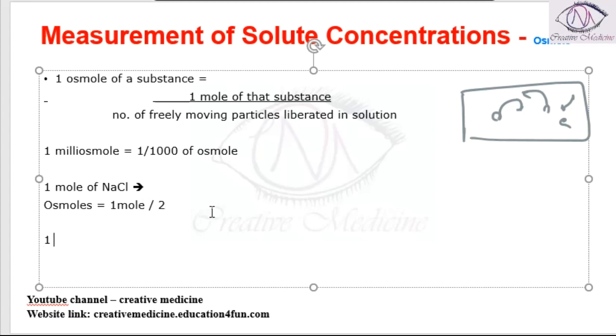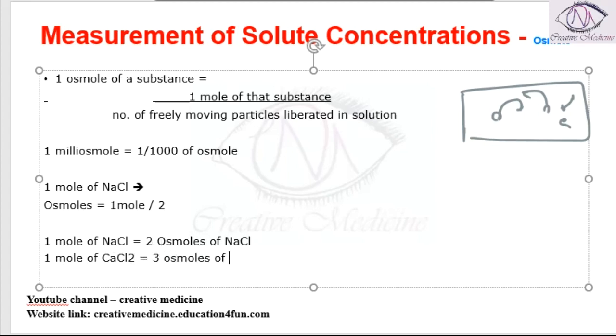So you can derive it as 1 mole of sodium chloride is equal to this 2. If you send it to the left hand side, this 2 will multiply the osmole, so it is 2 times the osmole. So 1 mole of sodium chloride is 2 osmoles of sodium chloride. It is similar for any other solution. Similarly, 1 mole of calcium chloride forms 1 calcium and 2 chlorides, so a total of 3 particles. So there will be 3 osmoles of calcium chloride in the solution.